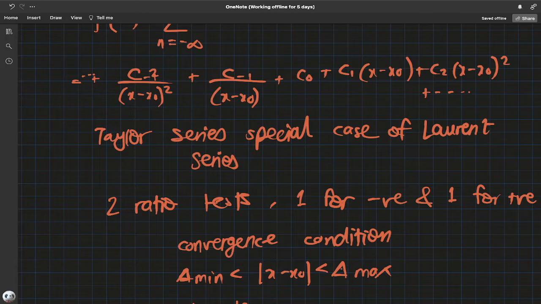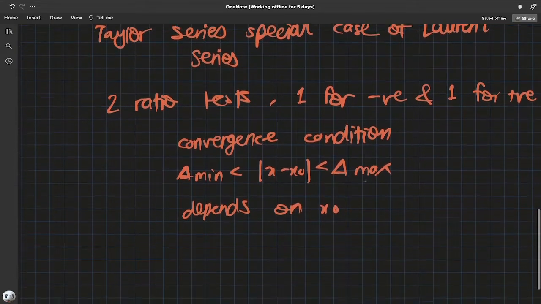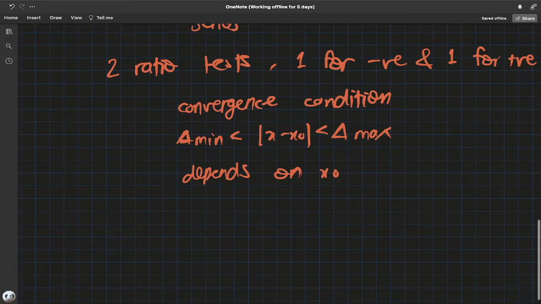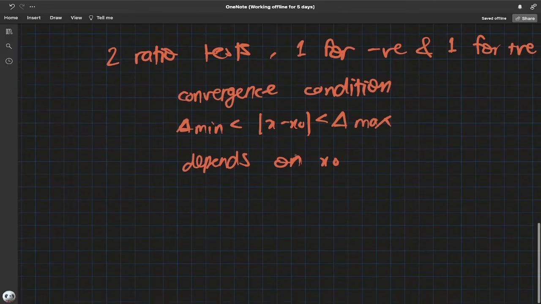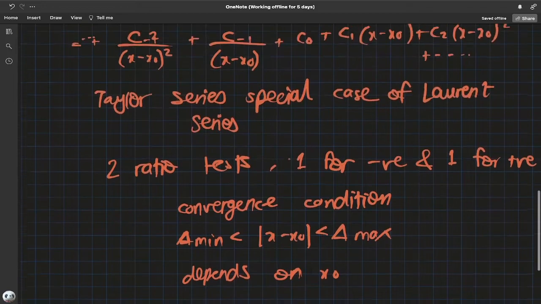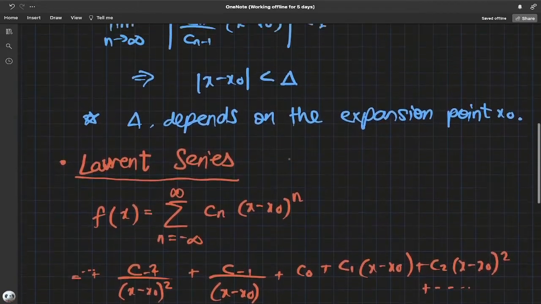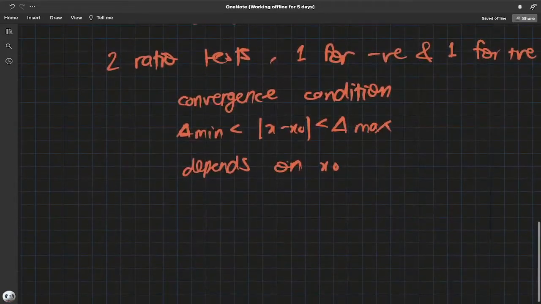And again, less than delta max, because that's for the positive part. We don't want x minus x naught to be really large, because the positive powers are going to make it blow up quickly. So we need to find that sweet spot between some minimum and some maximum value. That's why it's a little tricky, and that's why we don't really cover it in elementary or basic calculus courses, because of this delta minimum.